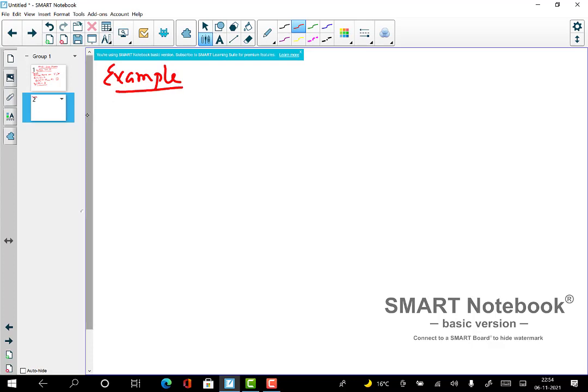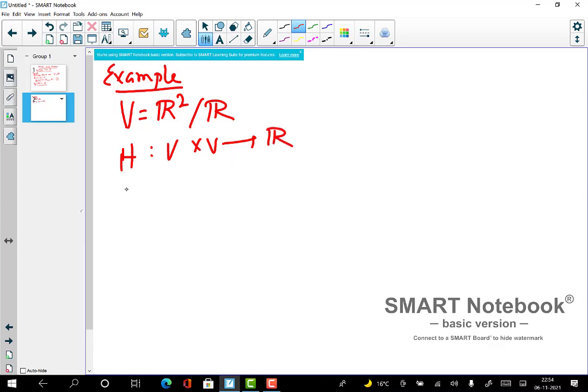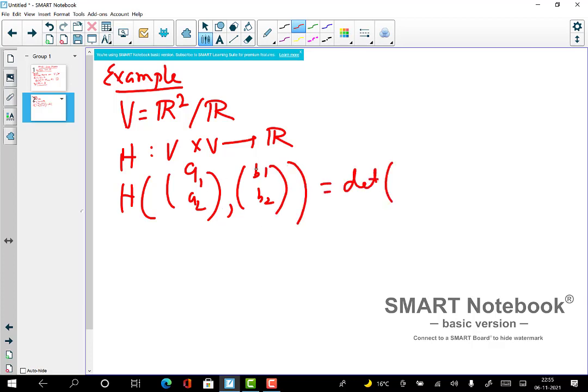So obviously we can ask for some examples. Maybe we can start with my space V, which is R2 over R, and I want to define a bilinear form on V by the determinant. That means you take one vector, a1, a2 as a column vector, and another, b1, b2, and find the determinant of the matrix arising from these two vectors, thinking of them as two columns. So this is nothing but a1 b2 minus a2 b1. So this is the map.